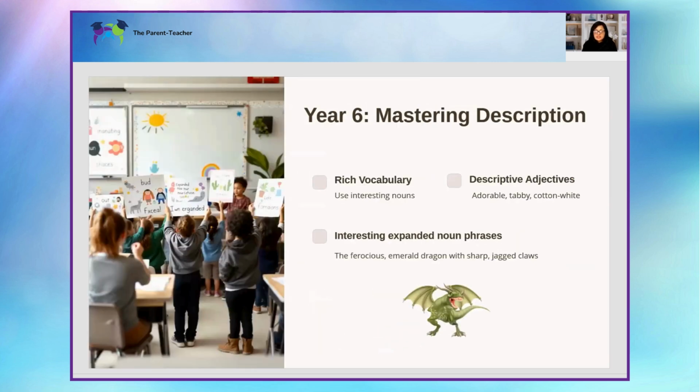So by the time they get to year six, they have a lot of knowledge that they can then use in their writing. They can then use higher level adjectives, but we're not going into adjectives today because we're focusing more on nouns, but children would use lots of adjectives with their nouns to make their nouns more descriptive. And then they use all of that to create really interesting expanded noun phrases, really interesting sentences, such as the ferocious emerald dragon with sharp, jagged claws. Okay, so can you see how we've gone from year one level all the way up to year six level descriptions so that they can do some really rich pieces of writing?